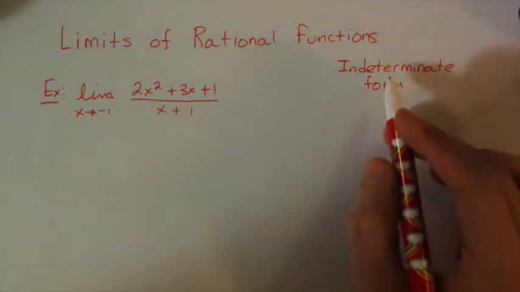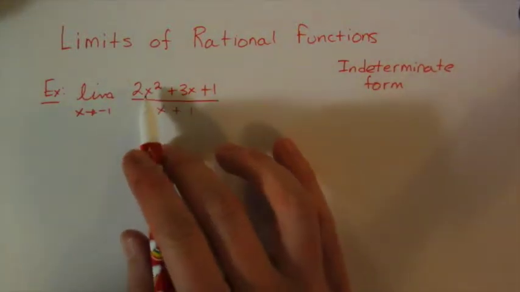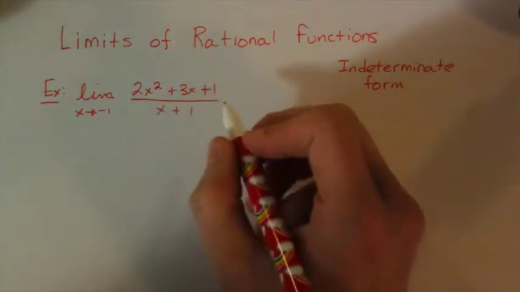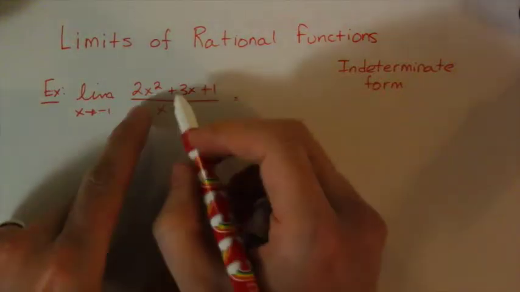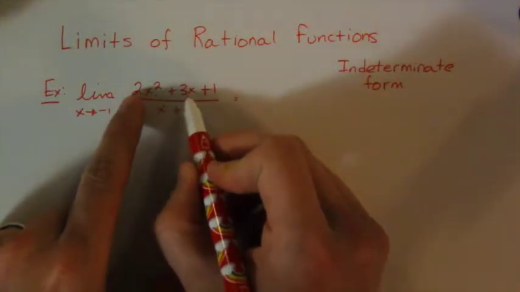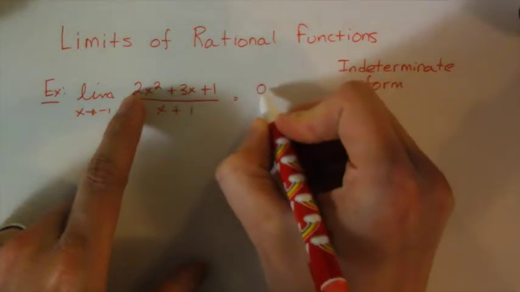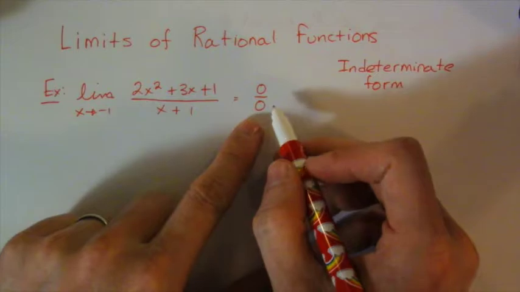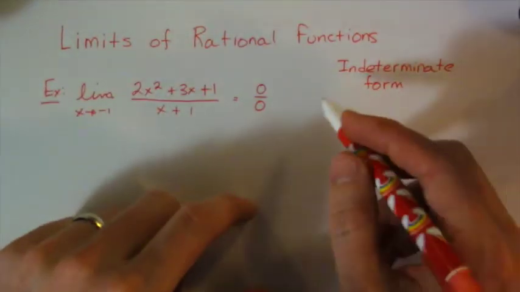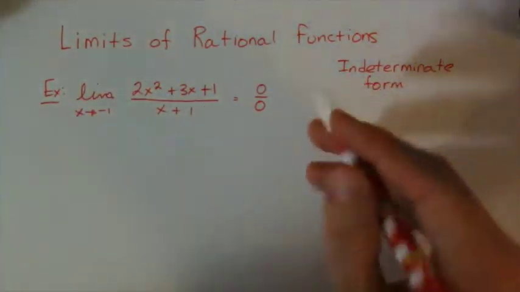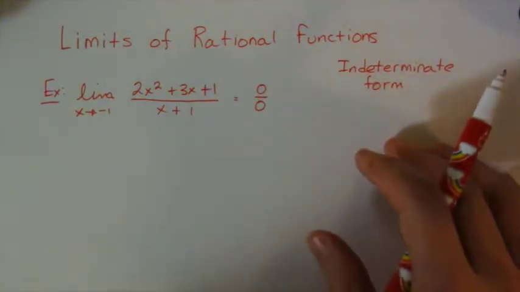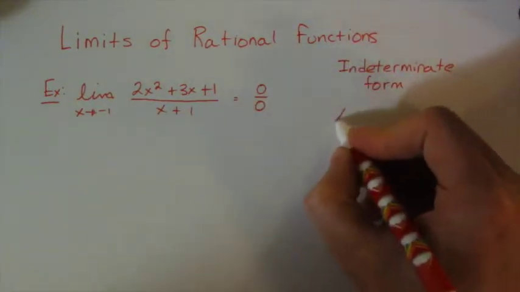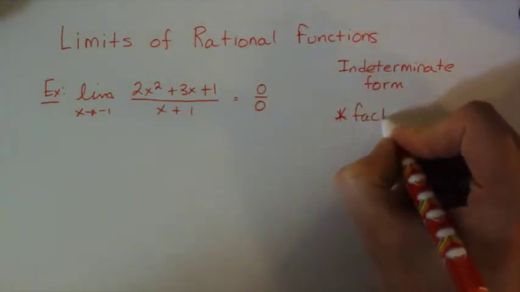Indeterminate form. So basically what that means is when I sub -1 into this, I'm going to get 0 over 0. And that's actually what I do get. If I sub it in, this would be 2 plus -3 plus 1, that'd be 0. And then -1 plus 1, 0 over 0. So this is indeterminate form. So basically what that means is we just do not know what the limit of this is without doing something else. So with rational functions, that something else is factoring.